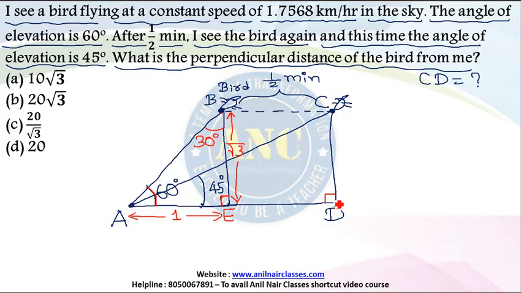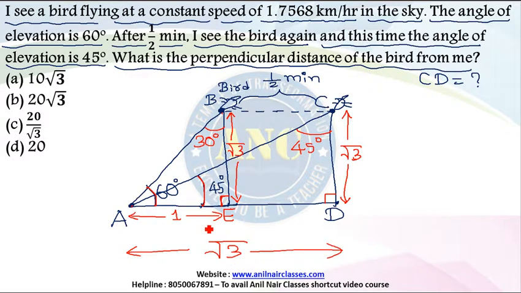BE is absolutely the same as CD. CD is also the perpendicular distance of the bird from me. That also will be root 3 according to my assumption. So you should not mark the answer as root 3 directly right now, because that is just an assumption. Similarly, opposite to this 45, root 3 is already fixed. Opposite to this 45, which is the entire AD value, that also should be the same value, root 3. Entire AD is root 3.